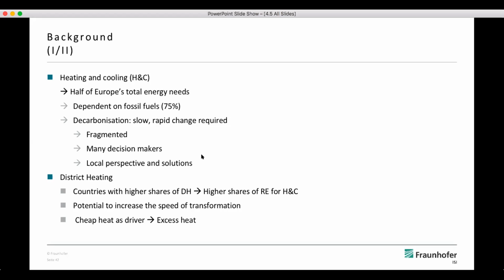And within this context, you will find a lot of publications dealing with district heating, or let's say amplifying the role of district heating with regard to this decarbonization, especially within the context of the building sector. So what you can already observe is that countries with a higher share of district heating, for example, the Scandinavian countries, also utilize a higher share of renewable energies for heating and cooling, especially for buildings. So you see somehow a correlation.